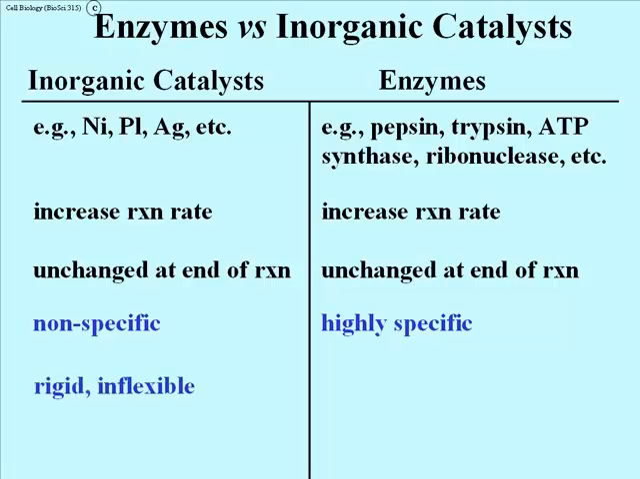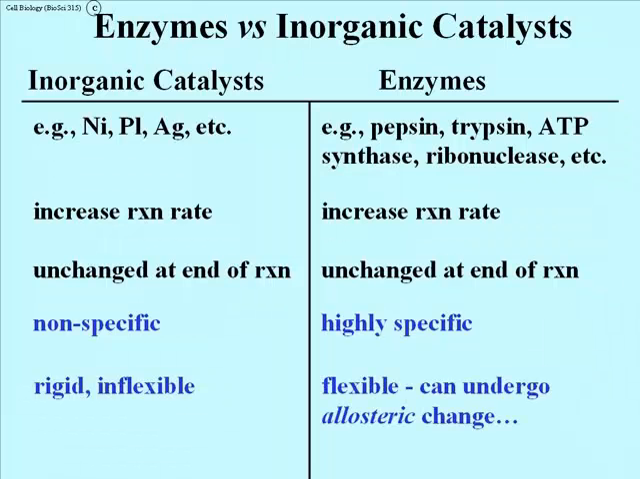Inorganic catalysts are rigid and inflexible, as you would expect from metals. Enzymes, however, as you would expect from any protein, are flexible, and they can undergo shape change or allosteric change. Allosteric just means shape change or alternate shape. Inorganic catalysts cannot be regulated. This is largely because they are rigid and inflexible. Enzymes can be regulated, and this is in fact due to the fact that enzymes can undergo allosteric change, that is, change in shape, and we talk about the regulation of enzymes as, for the most part, allosteric regulation.